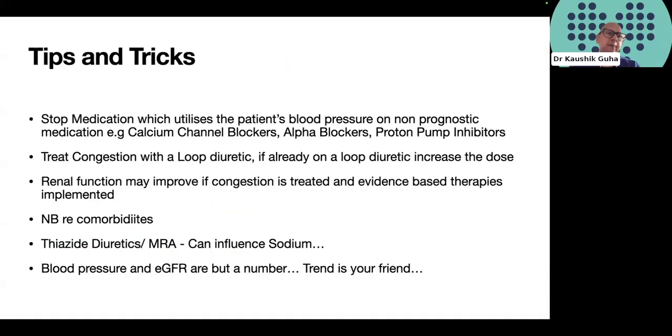So in terms of further tips or tricks, I felt it was important perhaps to just give some extra tips to the audience. Whenever I see a new patient, particularly if they have heart failure with reduced ejection fraction, i.e. a weak left ventricle, I look at the medication I can stop. And the reason for stopping this medication is that I need the patient's blood pressure and renal function to be utilized for the evidence-based treatments, which I'll come to in the next few slides.